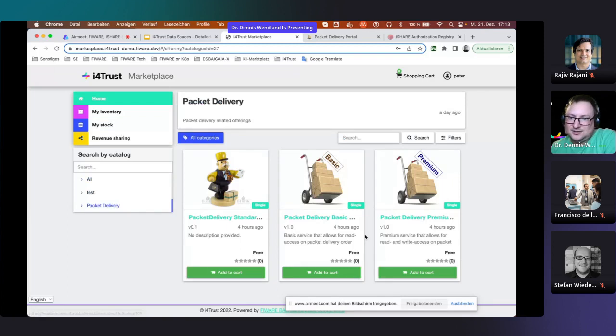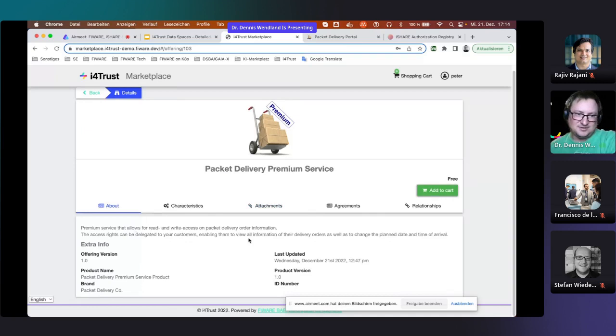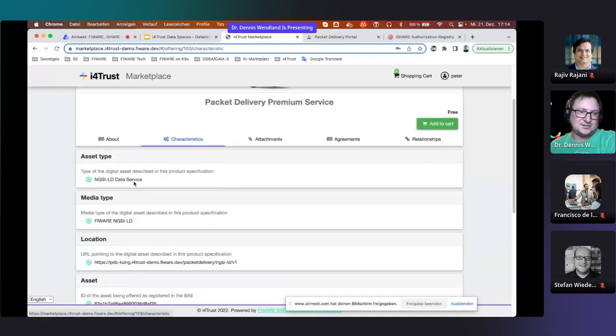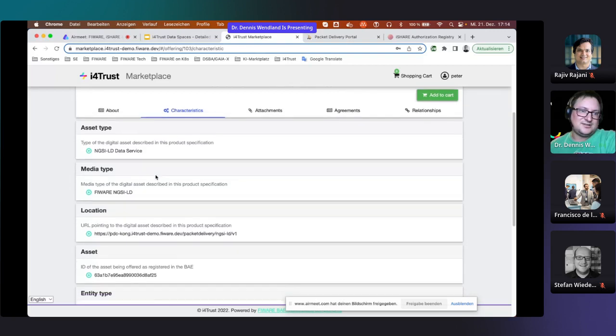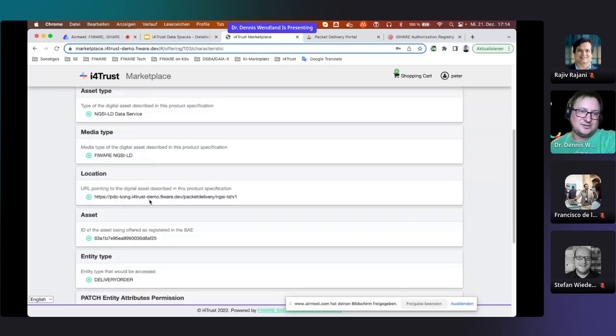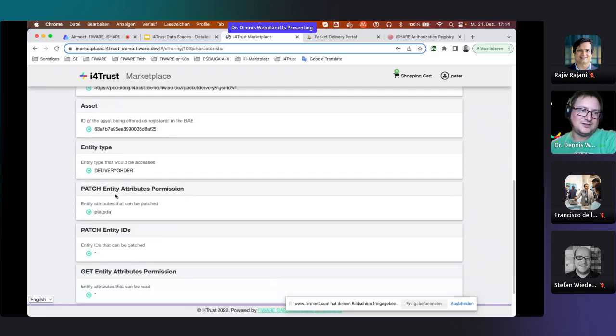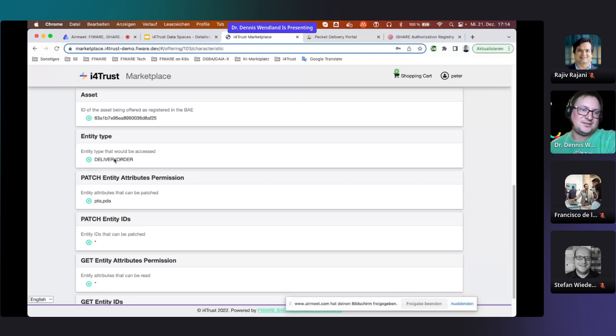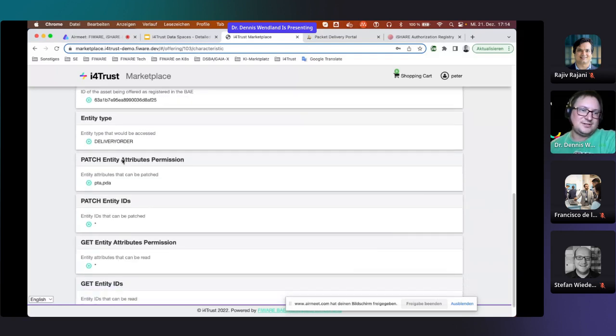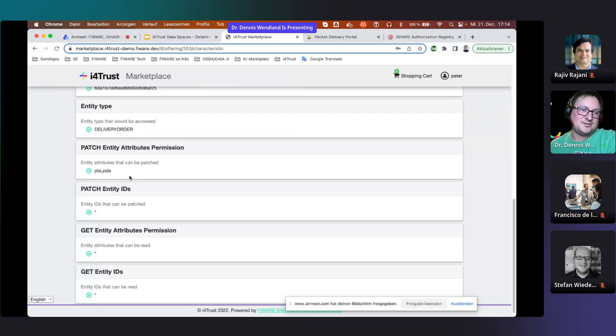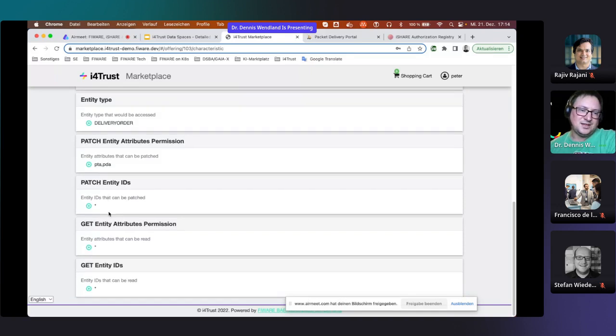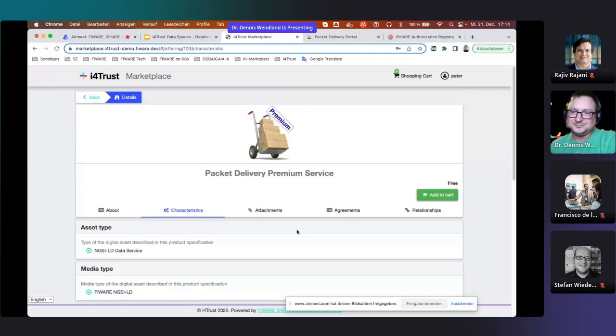Since Happy Pets wants to acquire this premium offering, I can have a look here. There's some description, and in the characteristics I see it's an NGSI-LD data service which is offered here. See the endpoint with the URL. And I can see I will be able to access entities of type delivery order. I will get permission to perform patch requests for the attributes PTA and PDA of the entities, and get access rights for all the attributes. So there's a wildcard here.